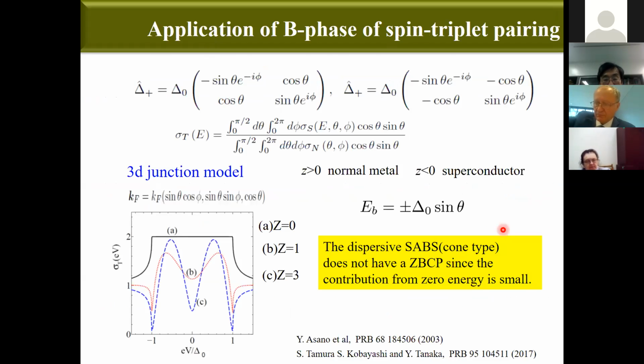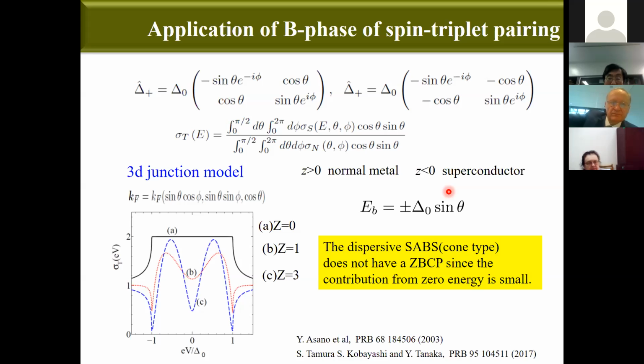Thanks to this formula, it becomes quite easy to calculate, for example, the B phase of spin triplet pairing. It is a three-dimensional model, and it is possible to calculate very easily. We can get that the Andreev bound state energy level is determined by delta zero sine theta. It is a cone-like structure on the two-dimensional surface.